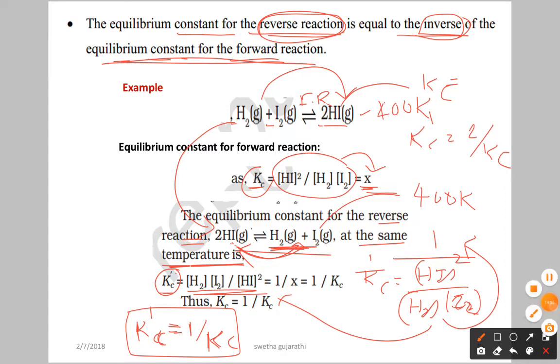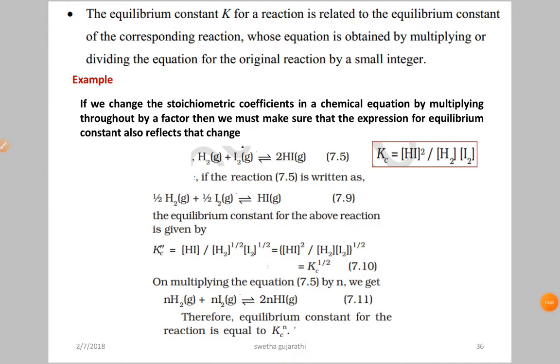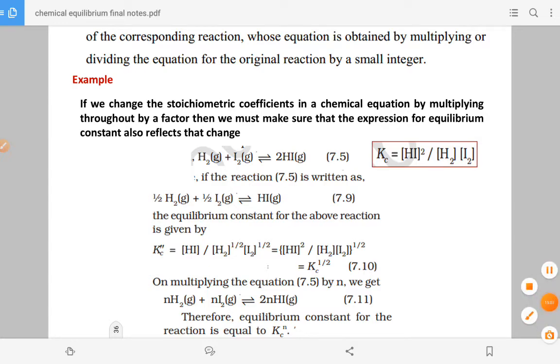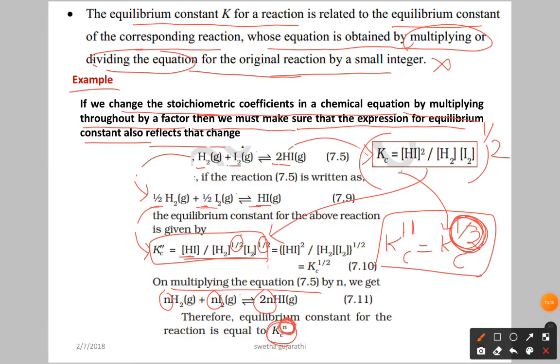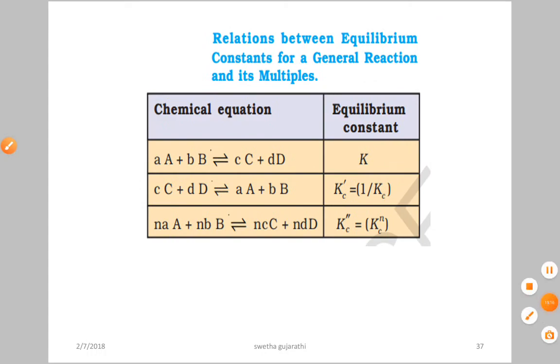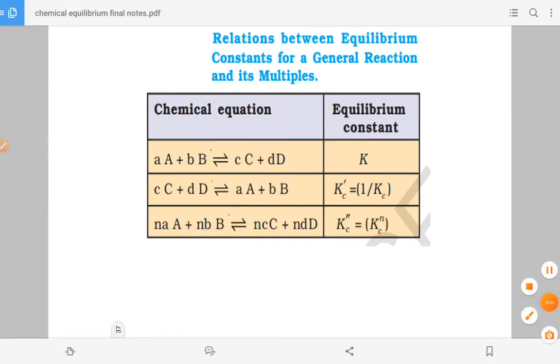Okay, go for the next slide. Next, the equilibrium constant K for a reaction. Let us see the relation between the equilibrium constants for a general reaction, which is simply a recap of what we learned.